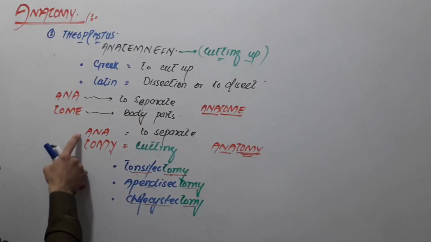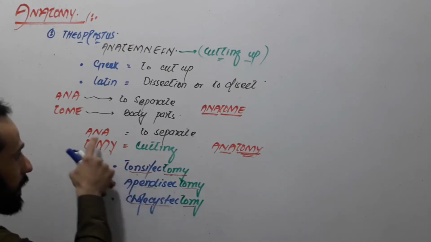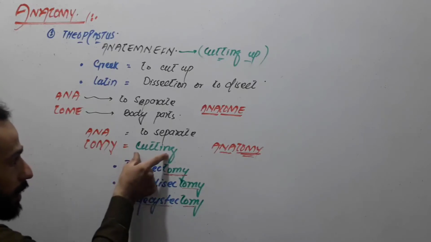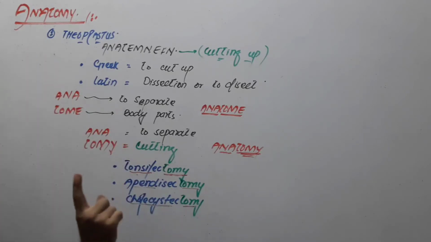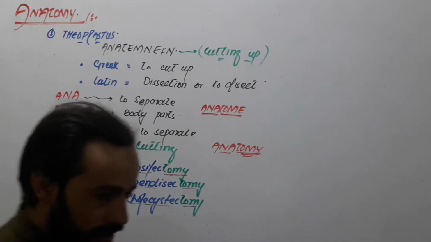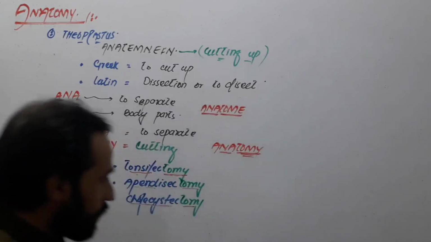And if we put y instead of e, it becomes anatomy. So tomy means cutting and ana means to separate, right? What is anatomy? Anatomy is the science in which we cut different body parts, in which we dissect body parts, right? So this is called anatomy.